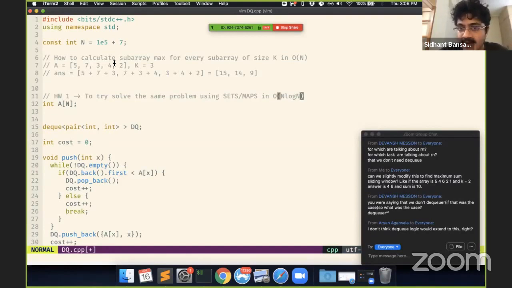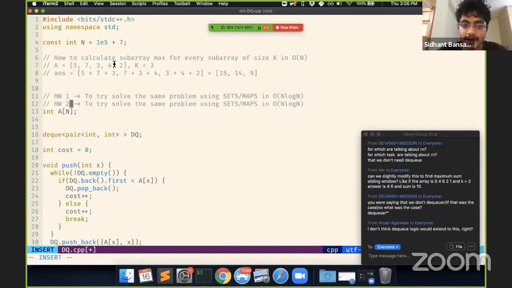The benefit is that n log n is still pretty fast. So even if you can't get the DQ logic entirely, sometimes you can still get n log n, which works a lot of times. And homework two is to try to solve the same problem in O(n) using prefix suffix max arrays plus the partitioning idea. So this is more like an idea. I'm not going through this idea right now.